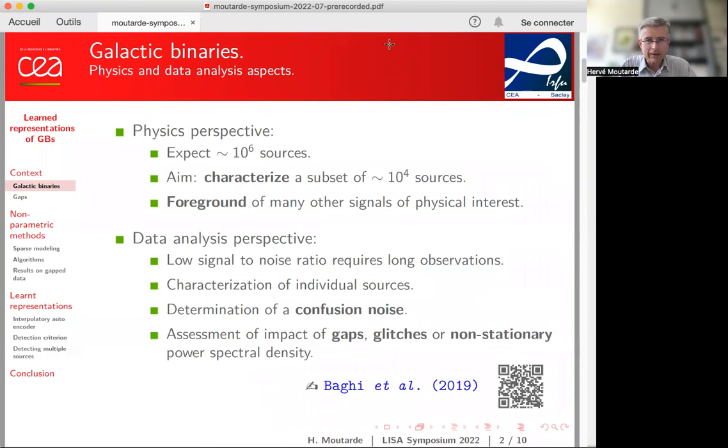In terms of data analysis, they have a low signal-to-noise ratio, which means that we have to make observations over a long time to detect them. And even if we manage to characterize individually part of them, the rest will be part of a confusion noise, which we will have to evaluate. As in any realistic experiment, there will be artifacts in the signal: gaps, glitches, and non-stationarities. It turns out that gaps for galactic binaries have been studied in terms of parametric methods three years ago by a collaborator, and here I will address the same question with non-parametric methods.